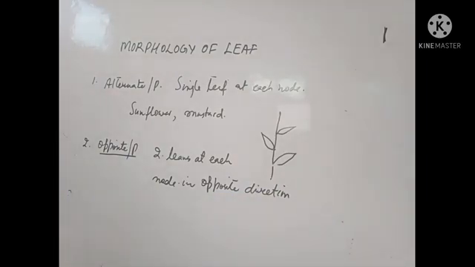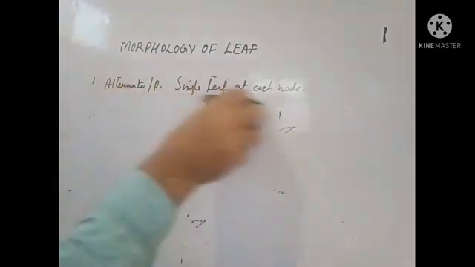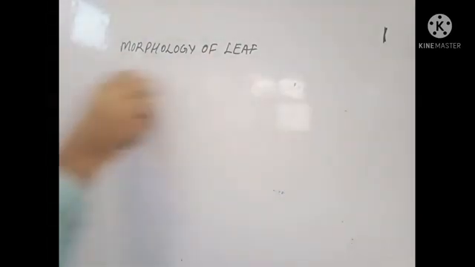As we see in calotropis, we will draw its diagram as such. Two leaves at each node in opposite direction. This is opposite phylotaxy. And number third is whorled phylotaxy.